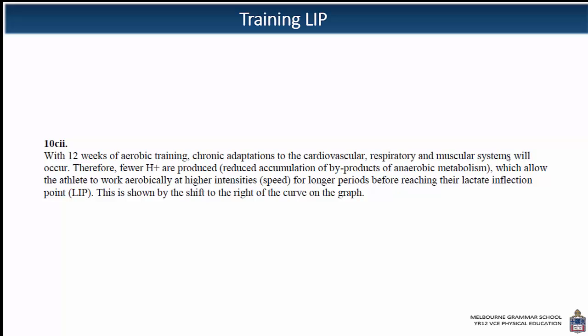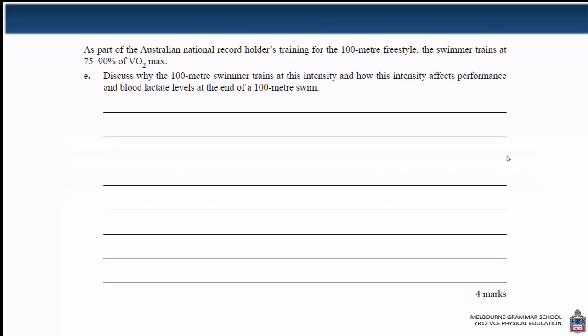And I think that's an important point there where it says fewer hydrogen ions are produced, because when we've got a more efficient aerobic system, it can produce energy at a faster rate. So there's less reliance on the anaerobic glycolysis system as you increase your intensity. So that's an important point to add in when we're talking about training for our lactate inflection point. All right, this is a pretty challenging question.